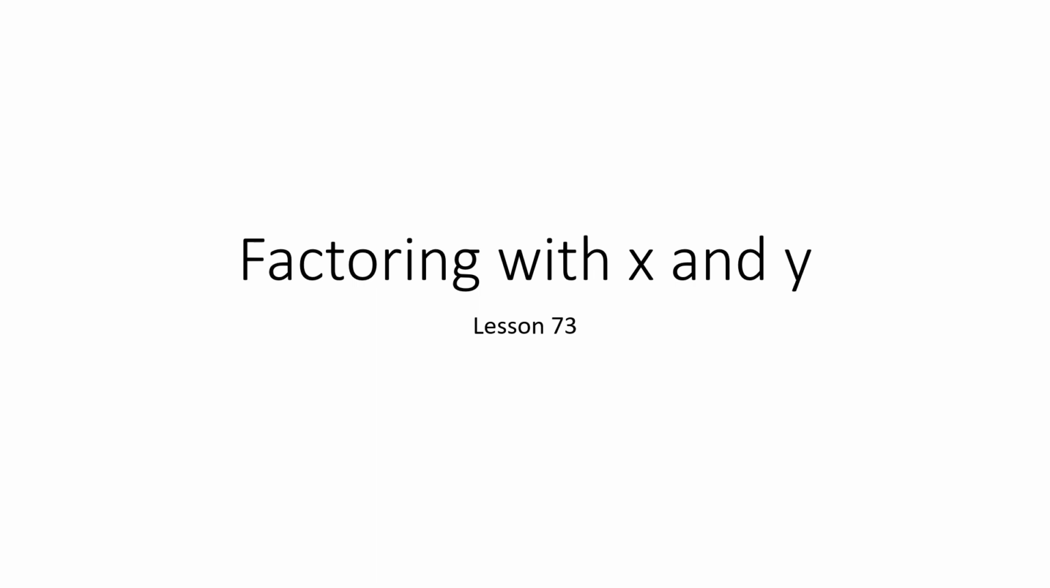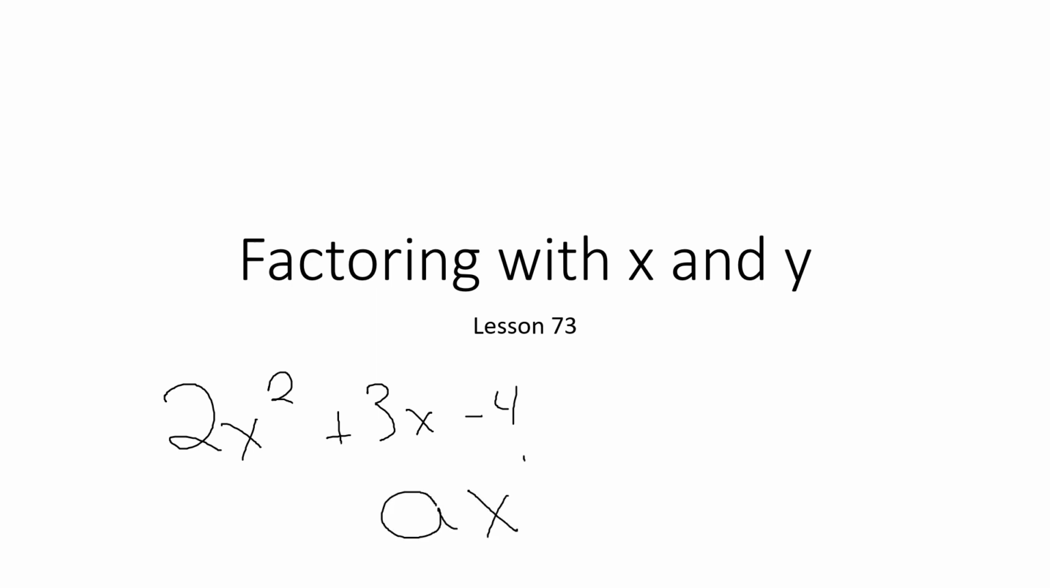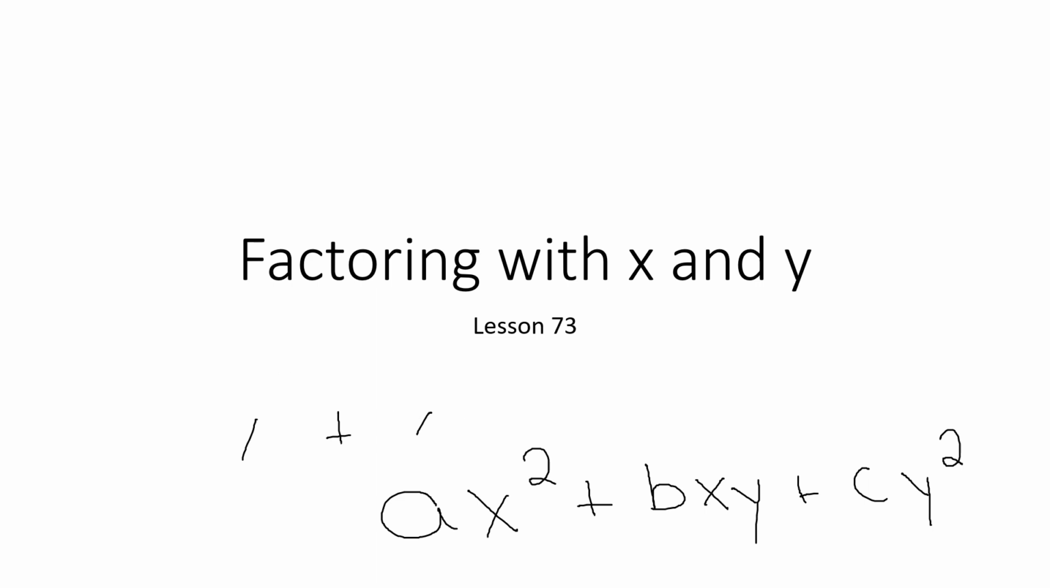This is very similar to the one we just did, but instead of being like 2x squared plus 3x minus 4, it's going to be in this pattern. You're going to have a coefficient, you're going to have x squared, then you're going to have a coefficient, but you're going to have x and y, and then our third one will have a coefficient and be y squared. So instead of x squared, x, no x, we now have a y included in there, okay?